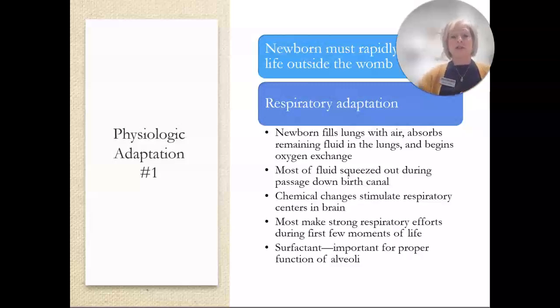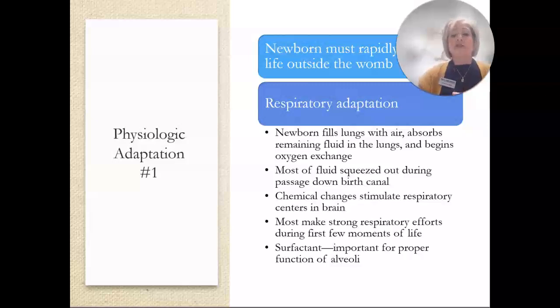During vaginal delivery, most of that fluid is squeezed out of the lungs. However, if they have a cesarean section, sometimes that fluid doesn't get squeezed out. Therefore, they have a little bit harder time during transition from a C-section than they do with a vaginal delivery. Chemical changes stimulate the respiratory center in the brain when the baby's born. Most of that strong respiratory effort is going to occur during the first few minutes of life.